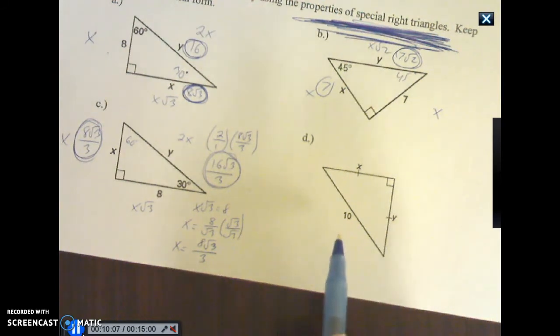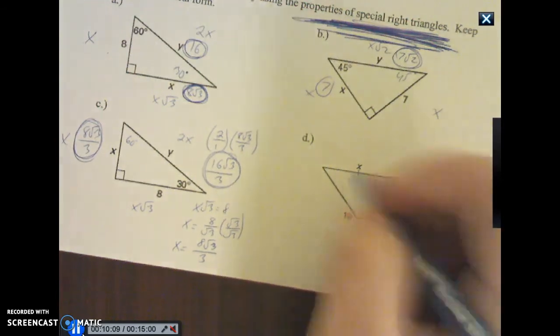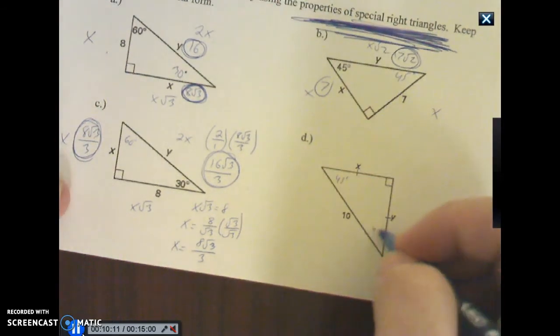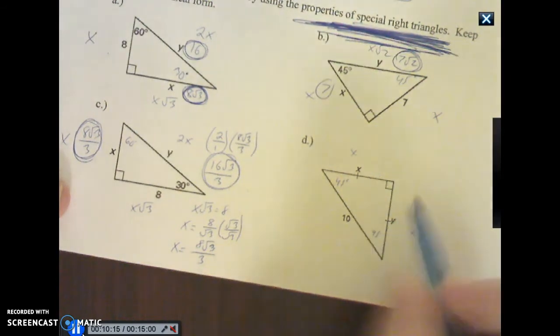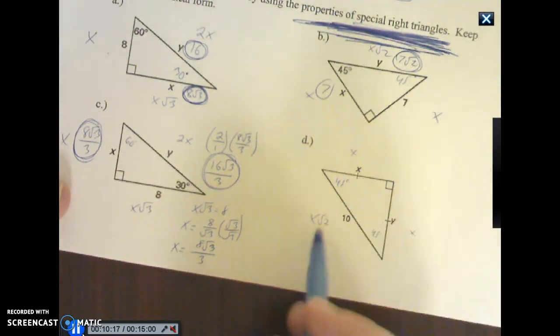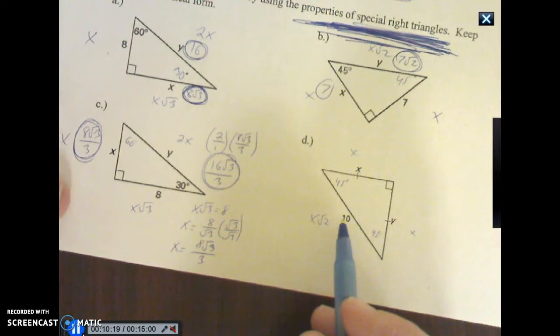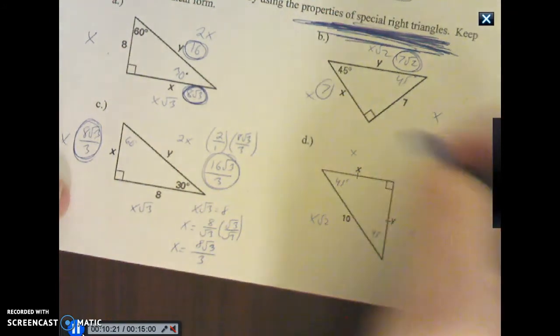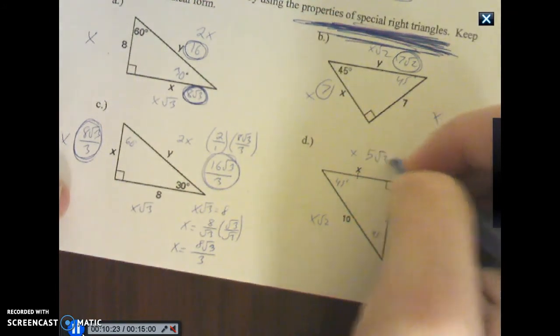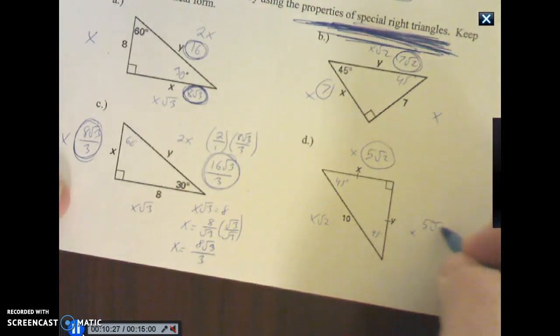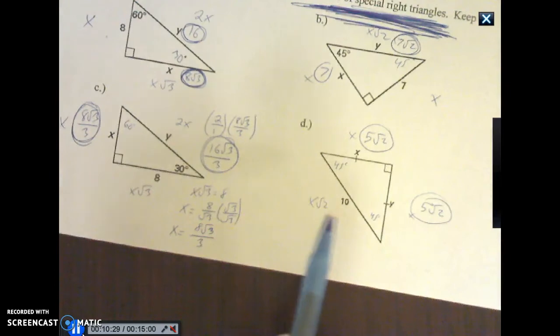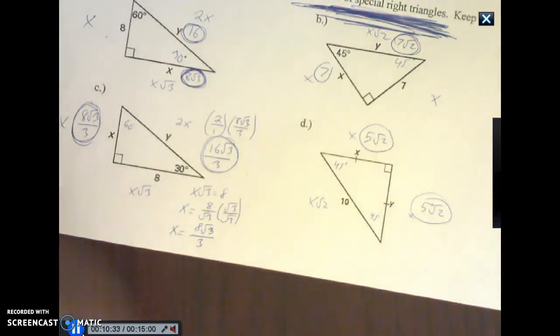This one, a little bit, well, it can be really easy with a shortcut. Can you guys see how here's my 45, here's my 45, here's my 90. So I got my x and my x root 2. X root 2 equals 10. Just do your shortcut. What's 10 divided by 2? 5. Boom. And this one's the same over here. Okay. So this was 12. These would be 6 root 2s, so on and so forth.